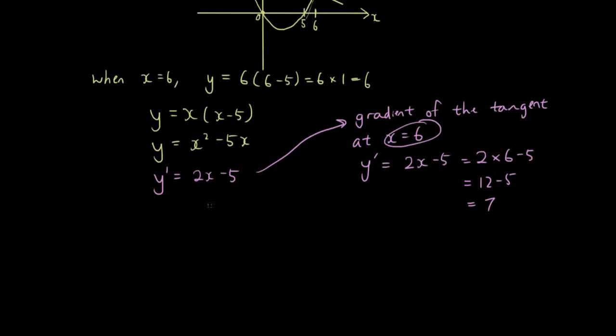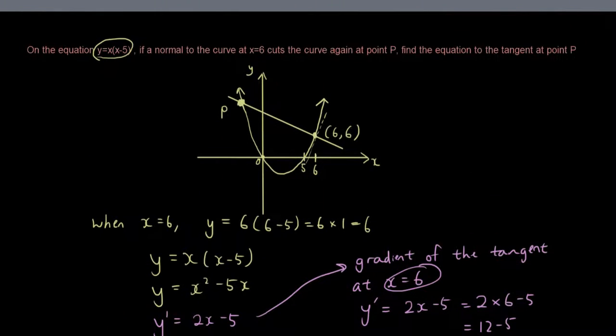So the way we would do that is we use the formula m1 times m2 equals negative 1. The gradient of two lines, m1 and m2, will multiply together to give you negative 1 if the two lines are perpendicular, which is the case of the tangent and the normal, right? The normal is going to be perpendicular to the tangent.